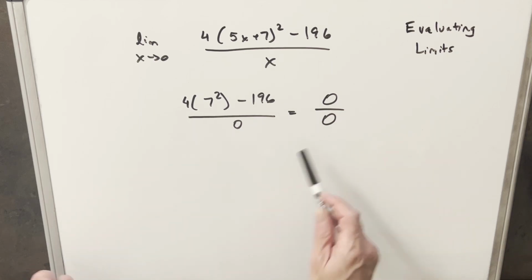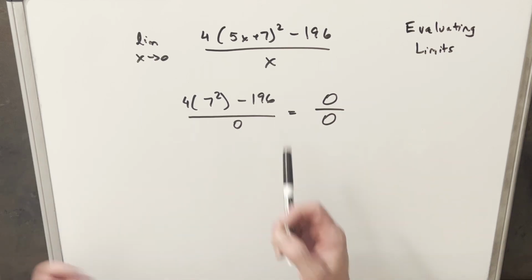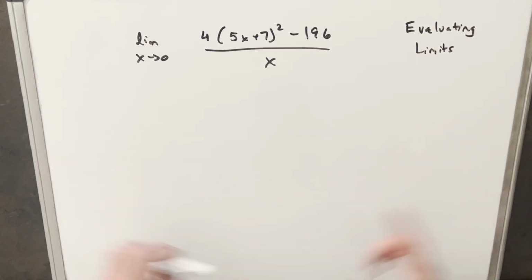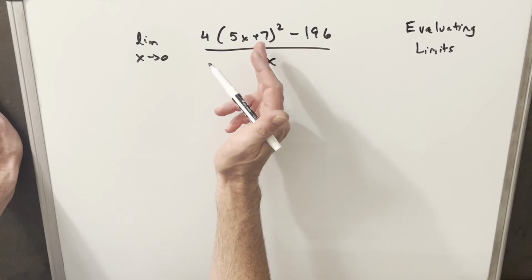So what's the limit in this case? Well, the indeterminate form means that we don't know yet. We're going to need to do some more work, and that's why we need to do some algebra on this. So what I'm actually going to do is, rather than plug in, let's actually multiply this out. We'll square this out, actually.